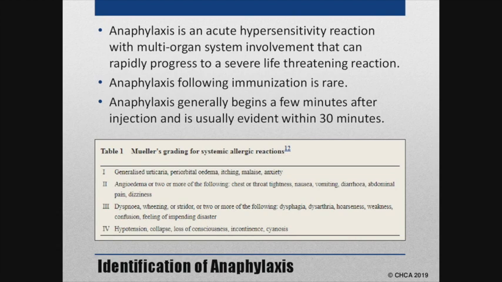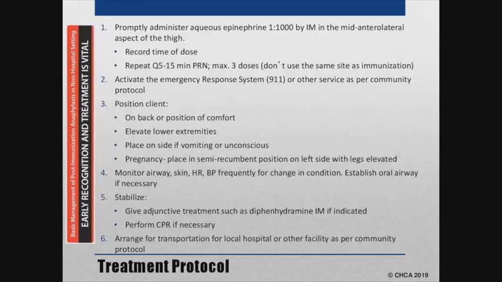And certainly there are different levels or gradings that anaphylaxis can take, from grade 1 being a generalized urticaria to a level 4 of hypotension, collapse, and loss of consciousness. All of these would be managed with this treatment protocol. So this, the basic management for post-immunization anaphylaxis in a non-hospital setting protocol, is available in all communities.